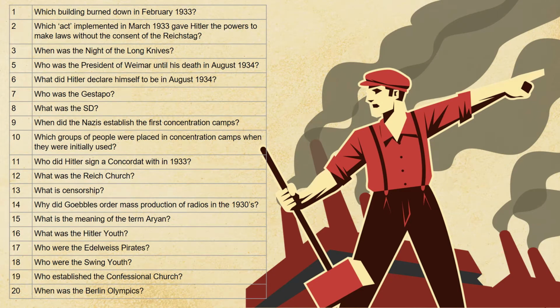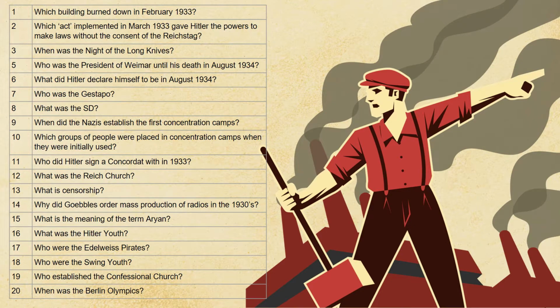So we'll start by retrieving our Germany topic. Question 1: which building burnt down in February 1933? Which act implemented in March 1933 gave Hitler the powers to make laws without the consent of the Reichstag, which is effectively the end of democracy?